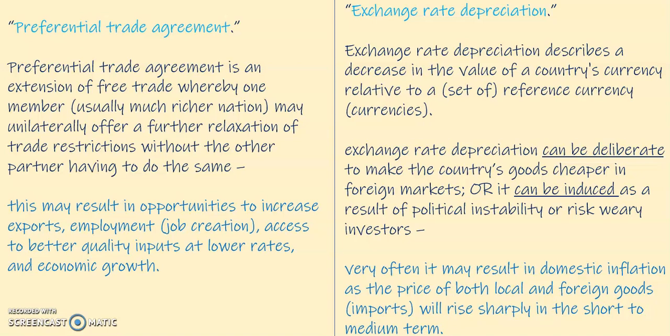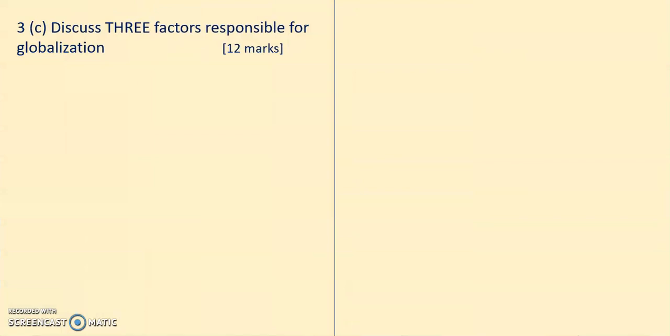All right. Let's go to part C of this question. Part C says, discuss 3 factors responsible for globalization. So we're looking for the things that led to globalization rather than the benefits of globalization. So don't misread the question. They're looking for the factors that are responsible, that cause globalization to occur.